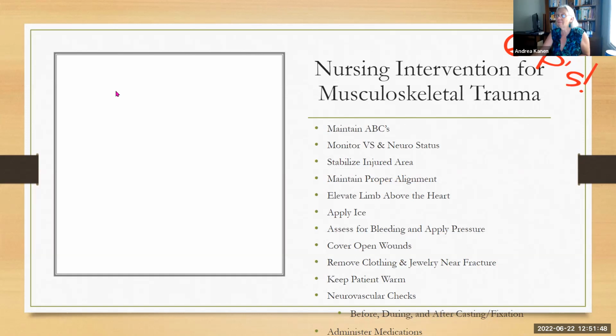Okay, what are we going to do in trauma? Well, trauma is trauma, so we're always going to maintain airway. We're definitely going to do vital signs and neurovascular checks, stabilize the injured area, and try to keep them lined up if you can. Not always possible, but try to. Elevate the limb above the heart so that we don't pump a whole bunch more fluid down there, especially if we've got any severed arteries or veins.